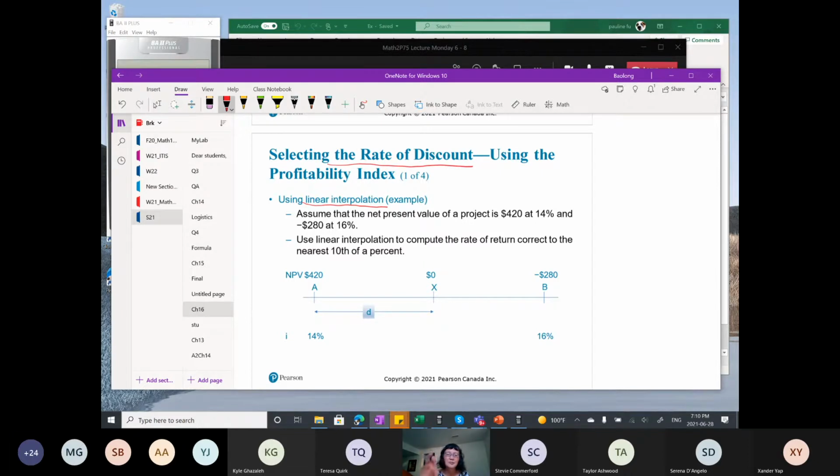Again, using the example, assume that the net present value, NPV, of a project is 420 at 14% and negative 280 at 16%. Use linear interpolation to compute the rate of return correct to the nearest tenth of a percent.